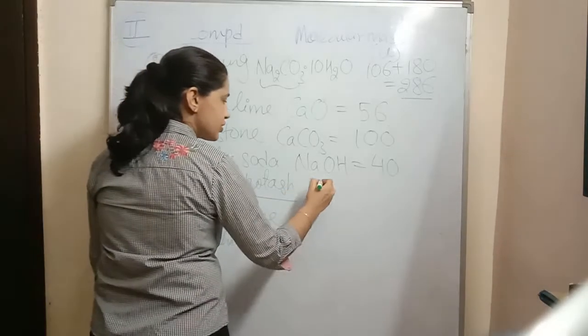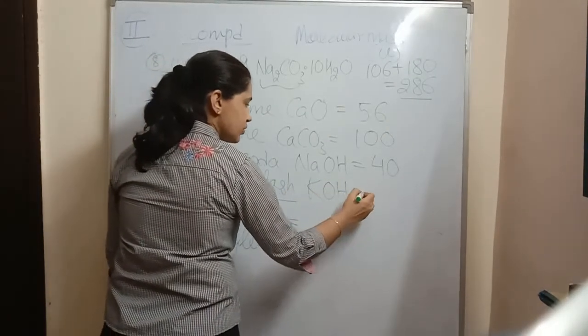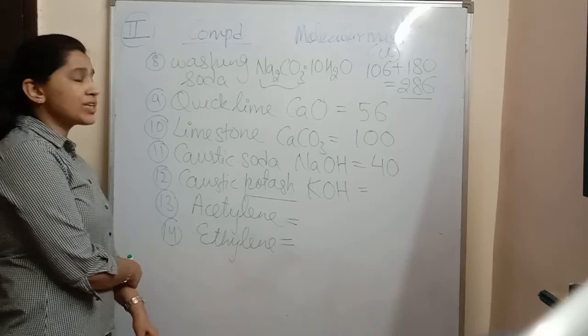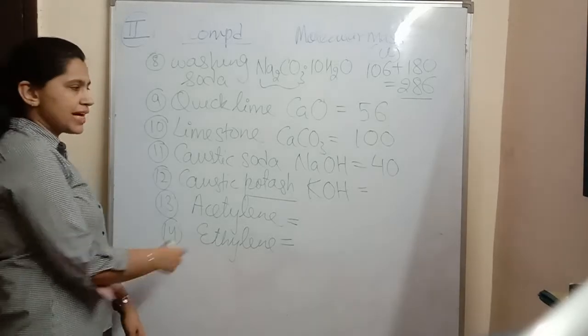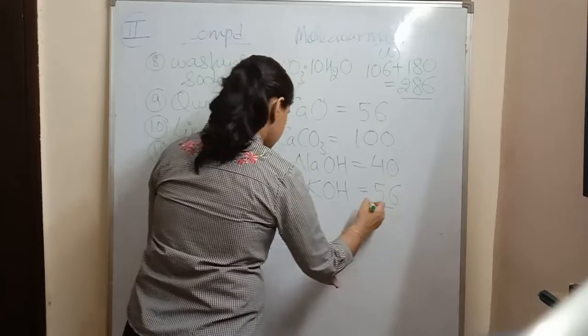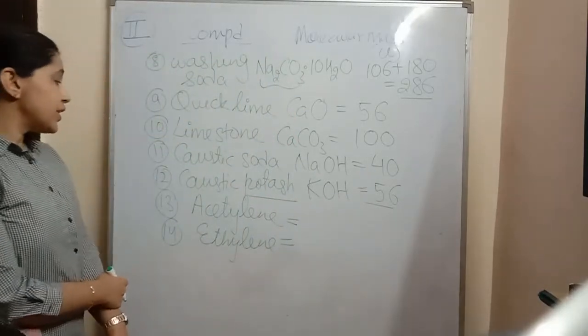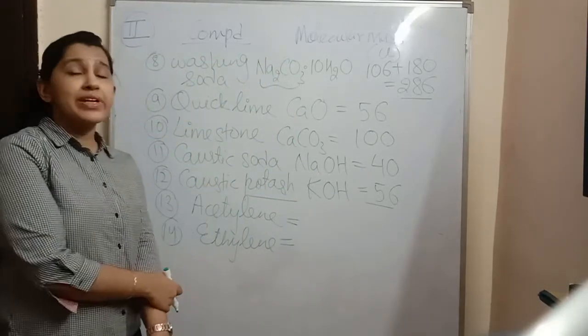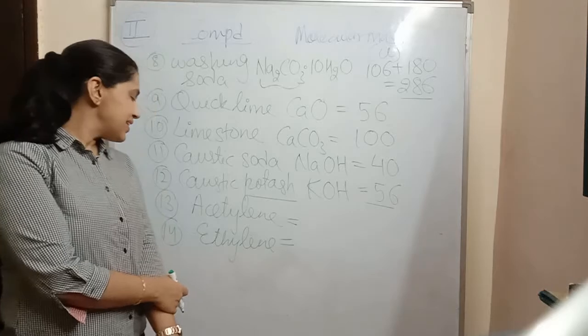Caustic potash, KOH. Right? Potassium is how much? 39. 39 plus 16 plus 1, so it is 56. Right? Now tell me what these are, the two common names. One is acetylene, the other is ethylene.